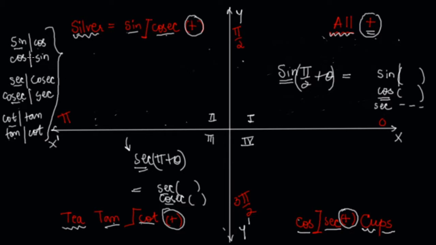Which means sine and cos are one pair which plays with each other. Sec and cosec are pairs which play with each other. Cot and tan are pairs which play with each other.